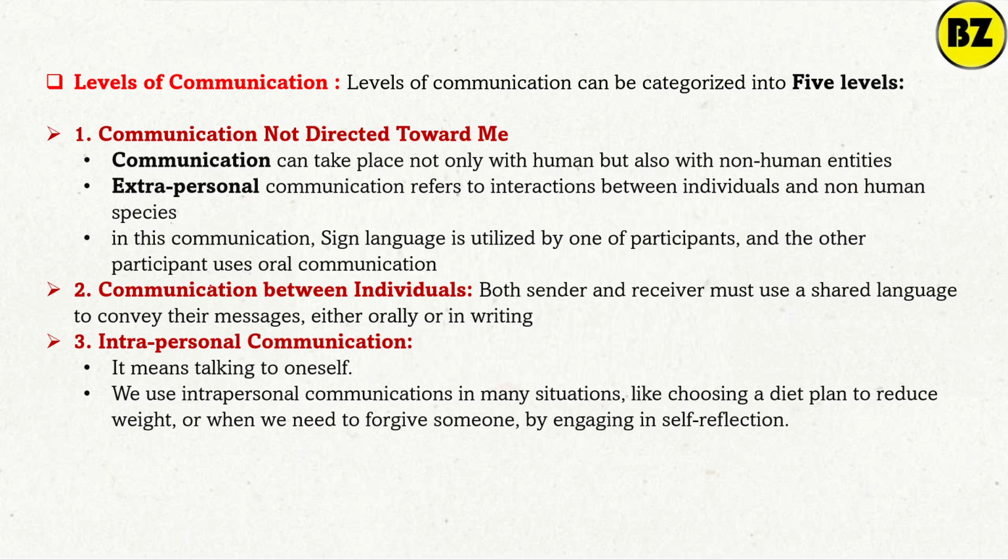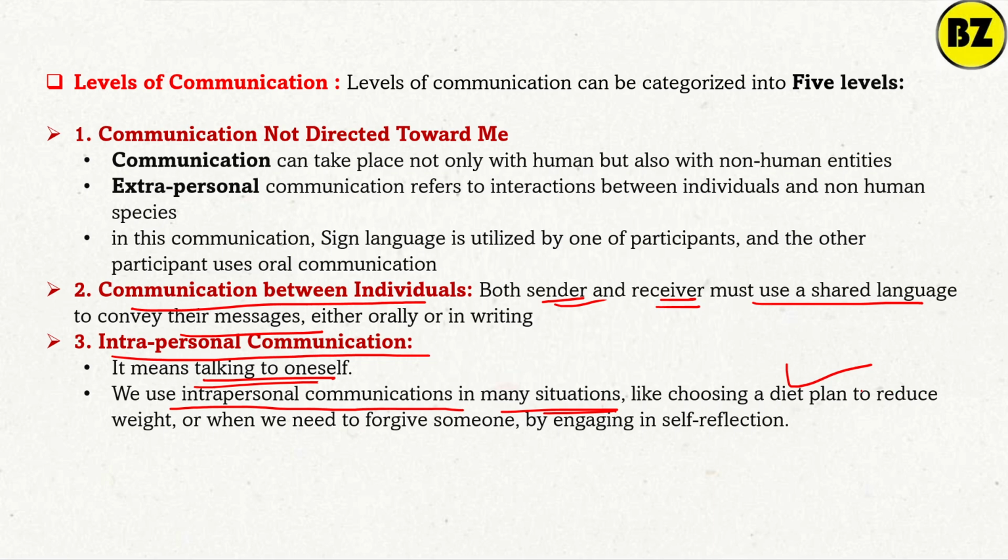Second, communication between individuals. Both the sender and the receiver must use a shared language to convey their message. For example, both are talking in English, so they will be able to get the things. Third is intrapersonal communication. It is simply talking to oneself. We use intrapersonal communication in many situations, for example, choosing a diet plan to reduce weight, or when we need to forgive someone by engaging in self-reflection. At that time we use intrapersonal communication, talking to oneself, only one person, right?